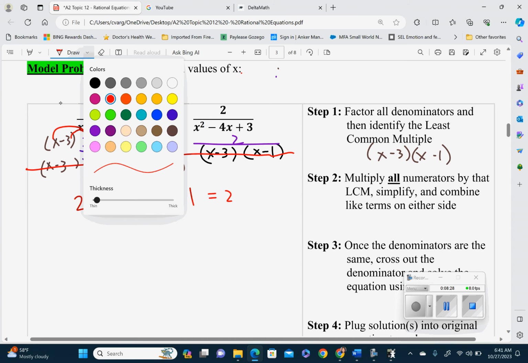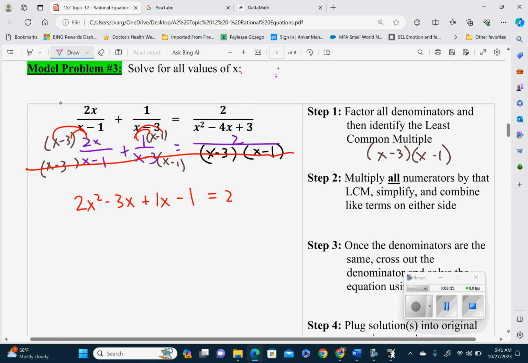So here, let's go with this color. Why not? So I'm going to combine like terms and do the minus 2, minus 2. I have to set this equal to 0, is basically what I'm doing. So I have 2x squared, negative 3x plus 1x gives me negative 2x. This is negative 3 equals 0.